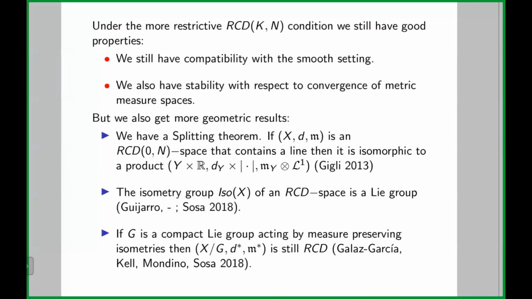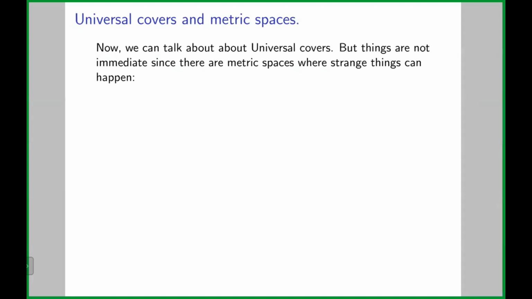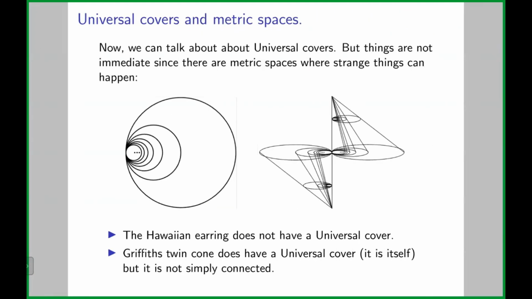Okay. So now that I've given the setting, I can move on to the last part of the talk, which is about universal covers and their fundamental groups. And the thing here is that we're dealing with spaces which are only metric measure. So they are no longer smooth. So we need to be careful. Why? Because strange things can happen. And let me give you a couple of examples.